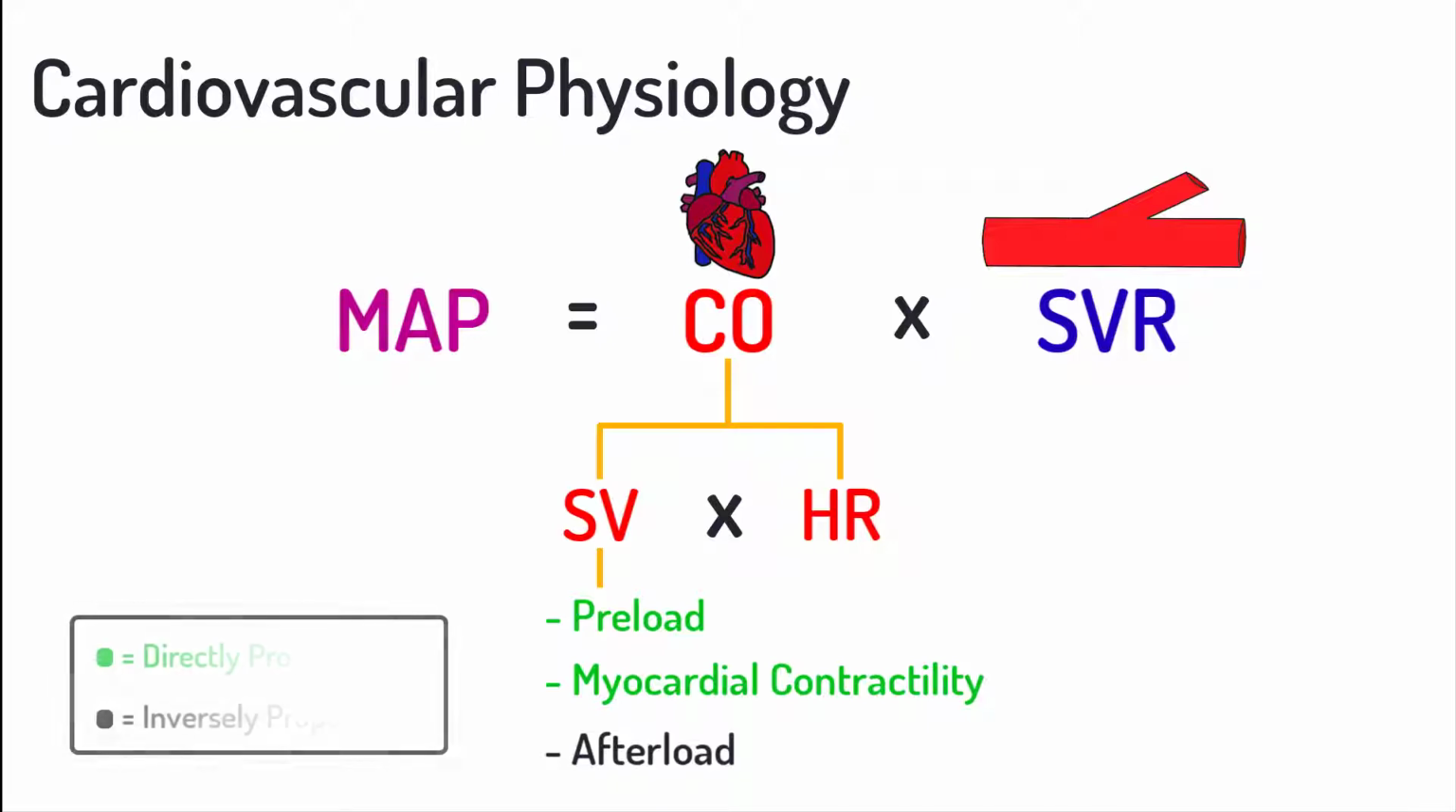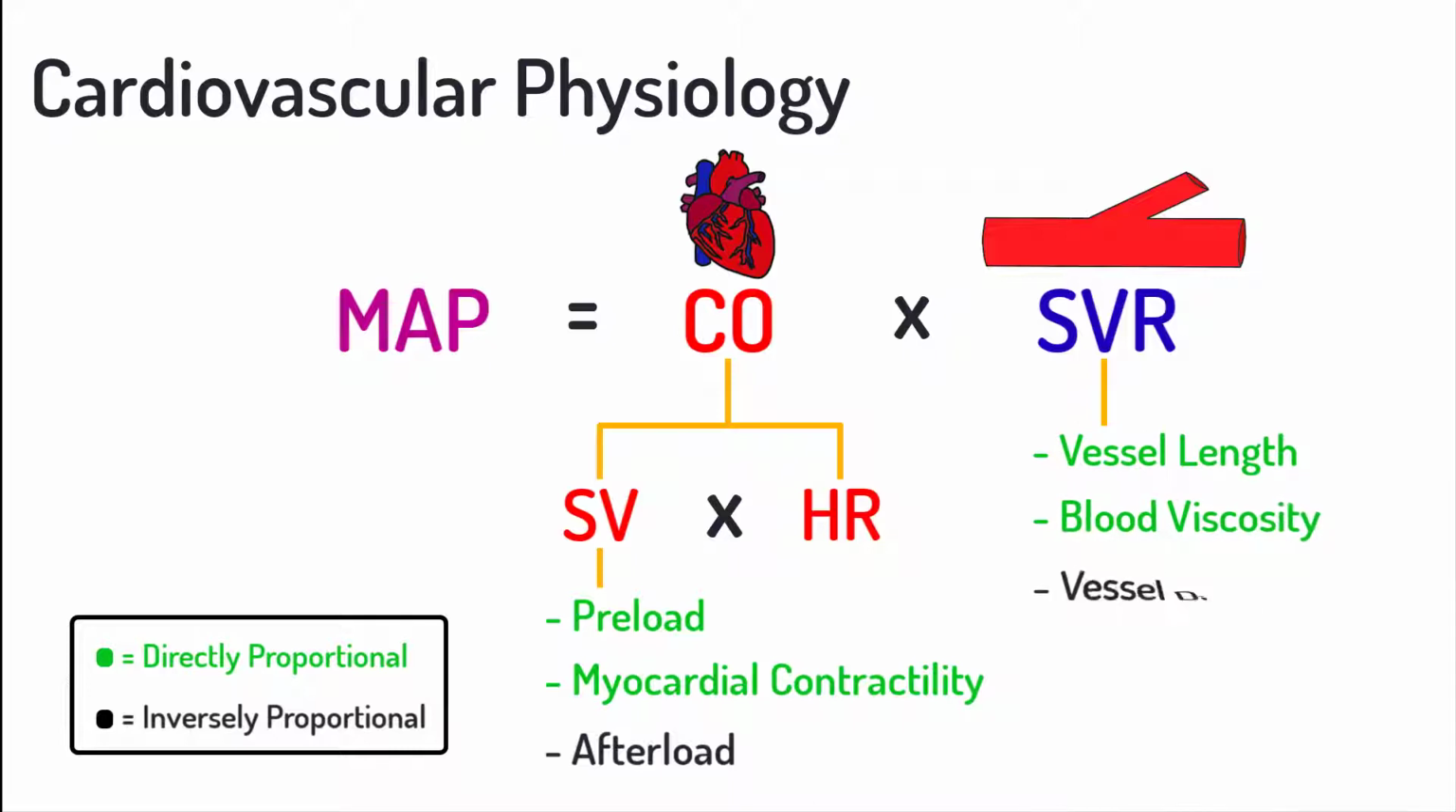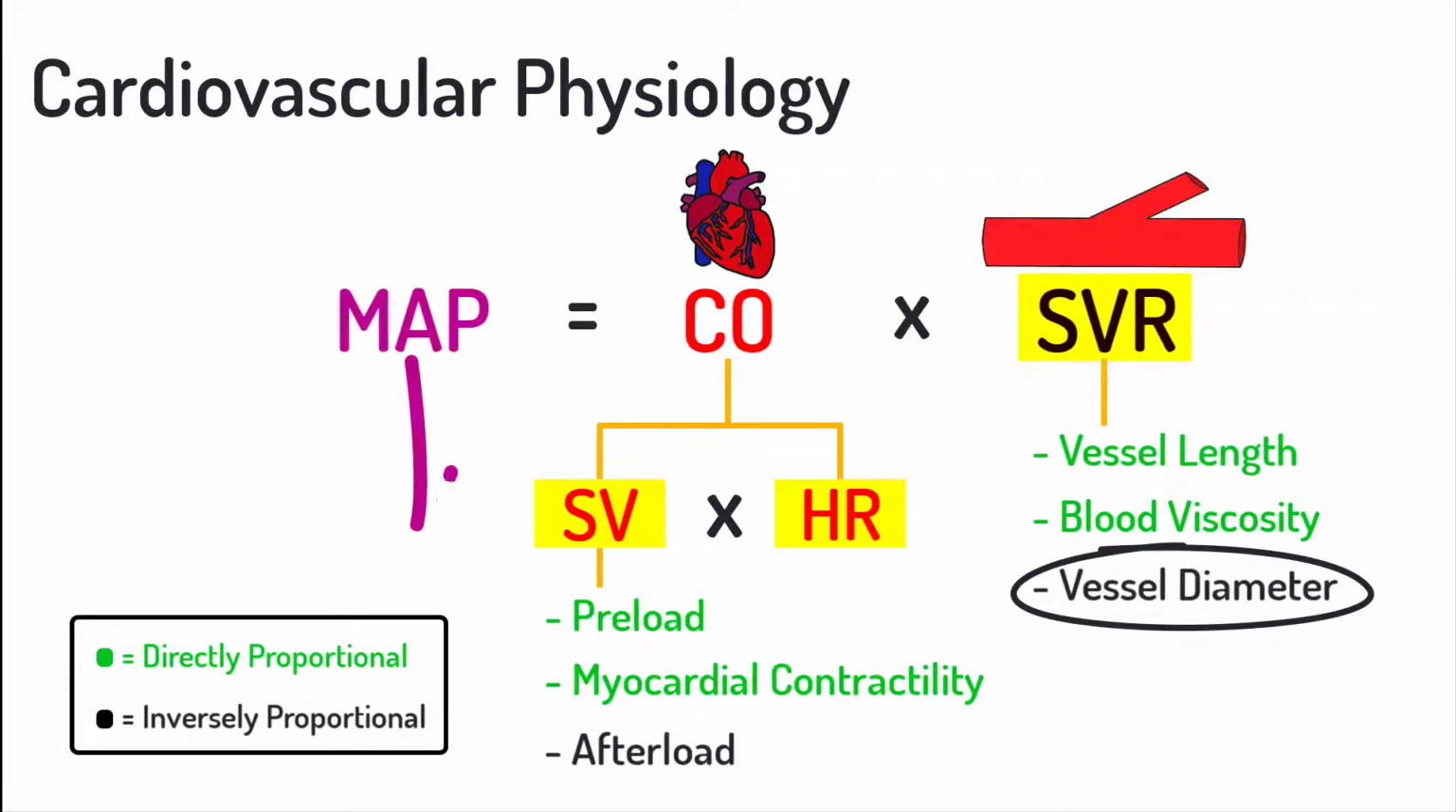Take note of the proportionality relationships. For instance, afterload is inversely proportional to stroke volume, indicating that an increase in afterload will cause a reduction in stroke volume. Likewise, the systemic vascular resistance is dependent upon vessel length, blood viscosity, and vessel diameter, with vessel diameter being the most variable and physiologically relevant parameter. Using this equation, we can see that any reduction in heart rate, stroke volume, and/or systemic vascular resistance will lower blood pressure and, if significant, may precipitate shock.